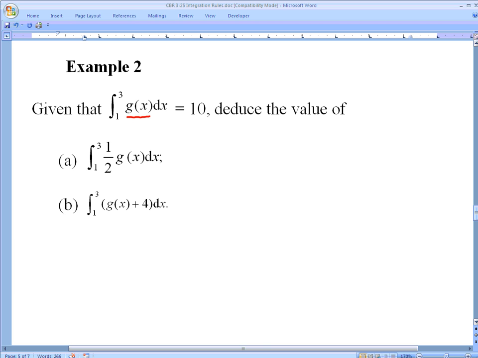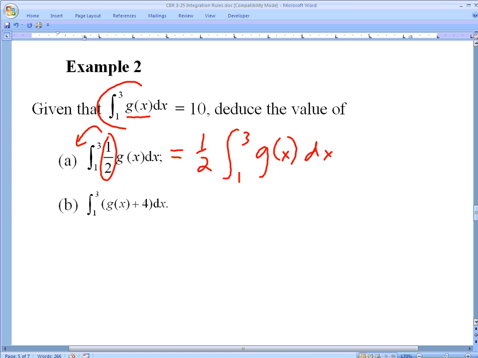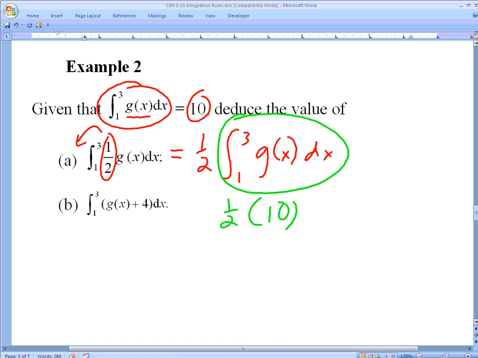So what do we have here? We've got from 1 to 3, 1/2 g of x. What is 1/2? That is a coefficient. So as we learned, we could rewrite this whole thing with the coefficient out front. That would be 1/2 times the integral from 1 to 3 of g of x dx. Now let's do a substitution. We know that the integral from 1 to 3 of g of x dx equals 10. So all of this stuff, circled here in green, all of that equals 10. But we have a 1/2 in front of it, so our final answer for part A would be 5.